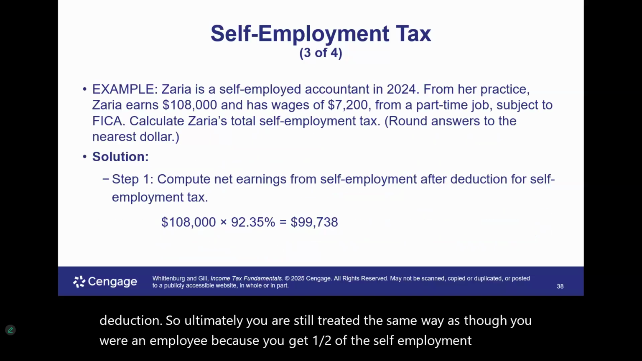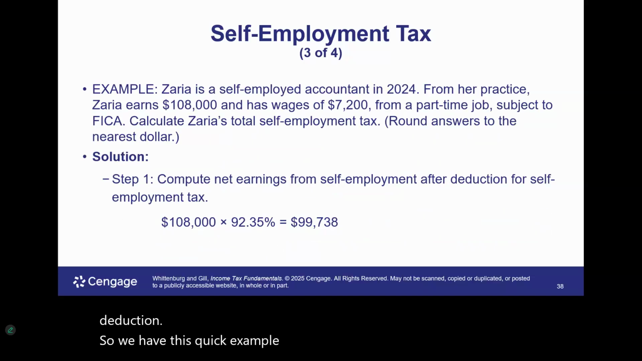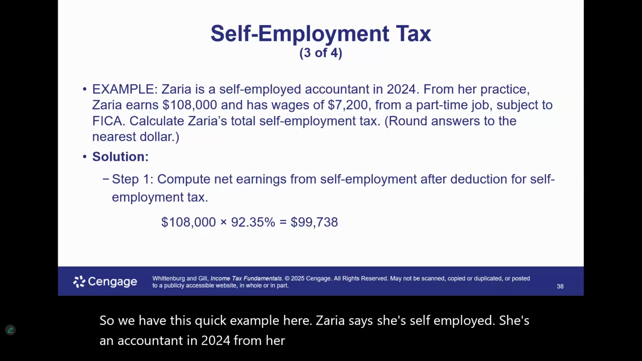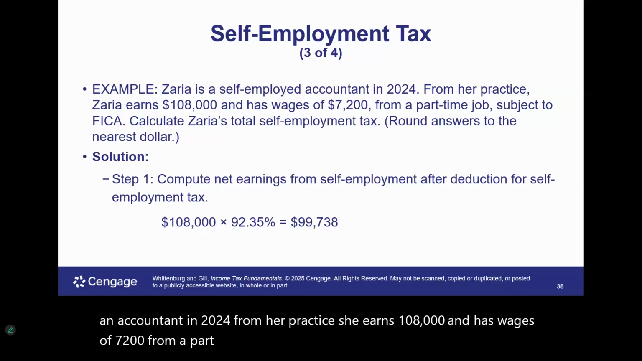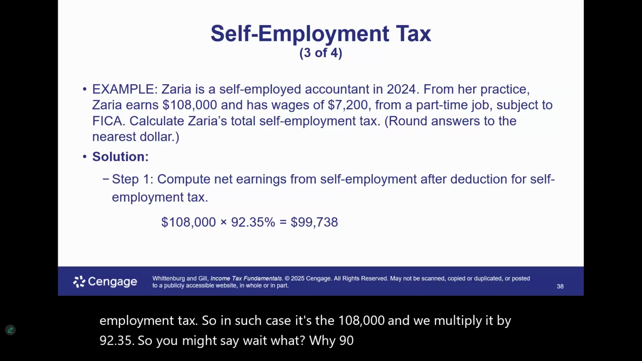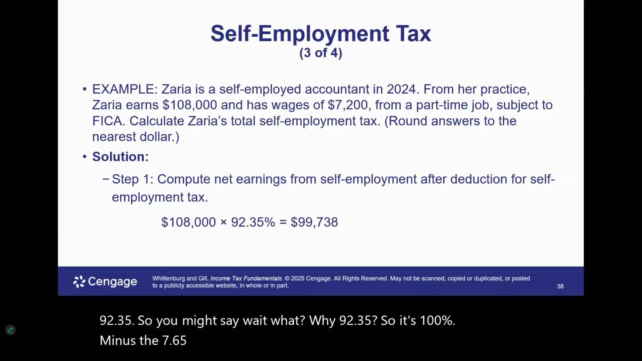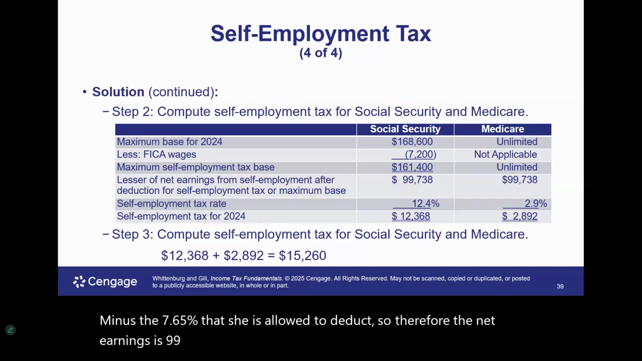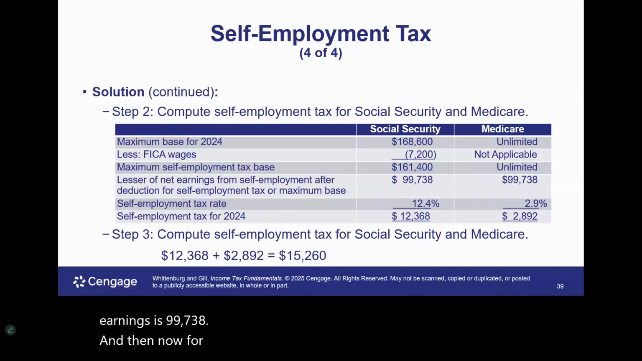So we have this quick example here. Zaria says she's self-employed. She's an accountant in 2024. From her practice, she earns $108,000 and has wages of $7,200 from a part-time job. And it is asking us to calculate her self-employment tax. So in such case, it's the $108,000 and we multiply it by 92.35%. So you might say, wait, what? Why 92.35? So it's 100% minus the 7.65% that she is allowed to deduct. So therefore, the net earnings is $99,738.